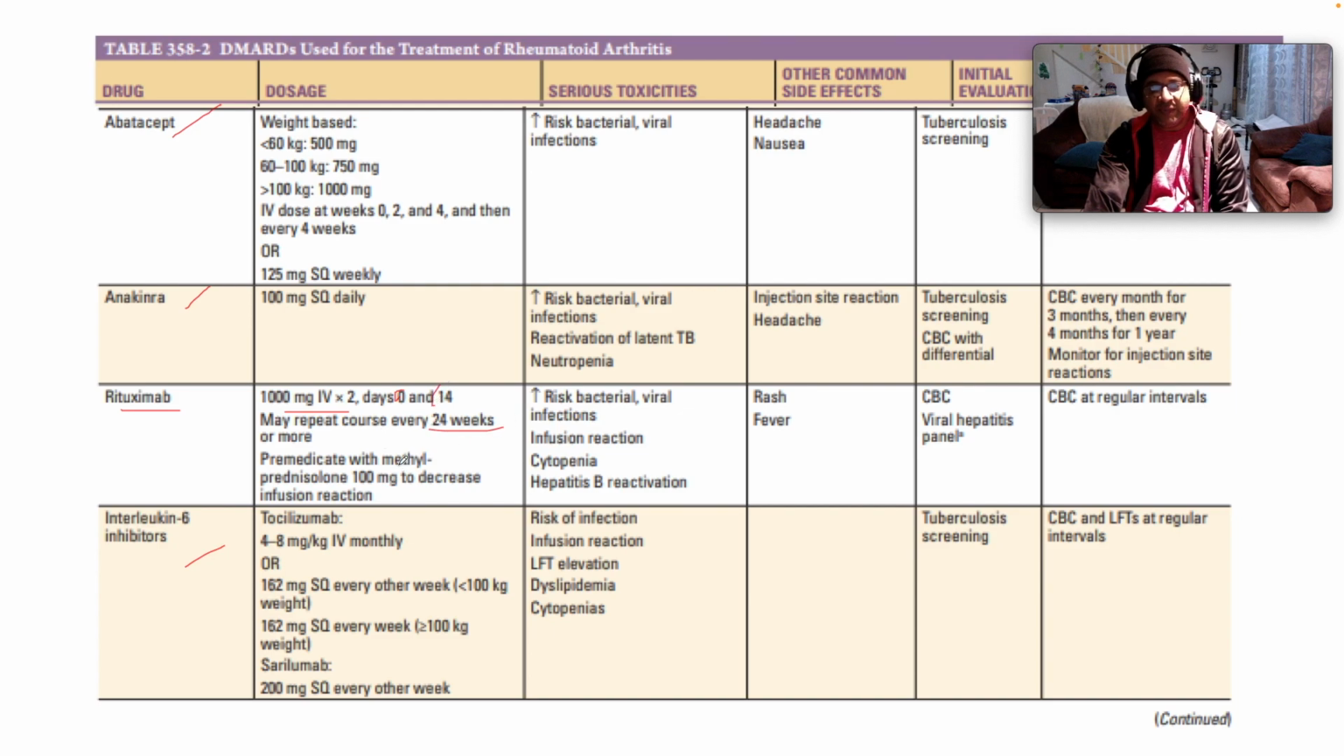You want to pre-medicate with methylpred 100 milligrams to decrease your infusion site reaction, okay? Toxicities are that it increases your risk for bacterial and viral infections, can cause a local infusion reaction, can cause cytopenias, hep B reactivation. Others, it can cause reaction, fever.